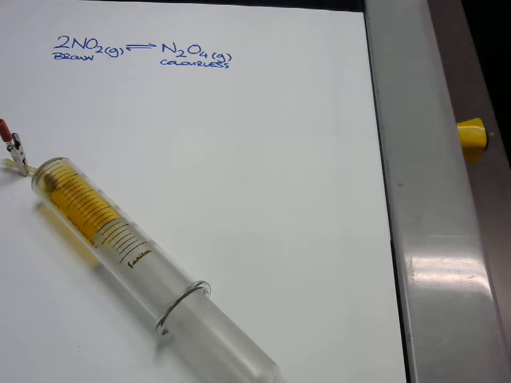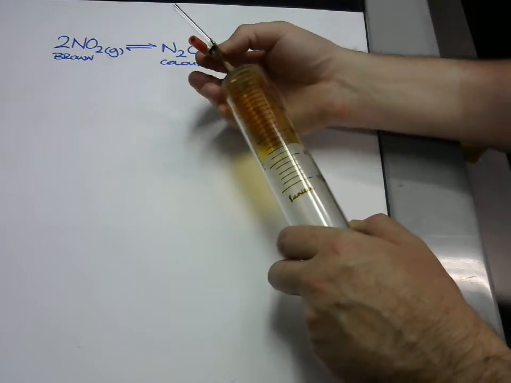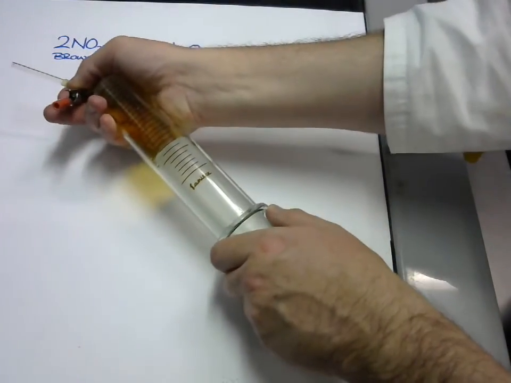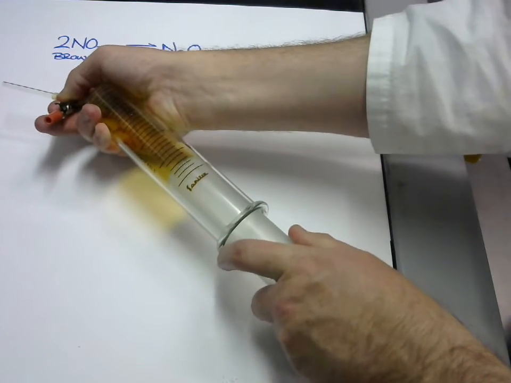If I increase the pressure, the reaction which produces fewer gas particles is favoured, because fewer gas particles per unit volume reduces the pressure. So I'm going to reduce the pressure another way. I'm going to increase the volume without increasing the number of particles. And it will get lighter.